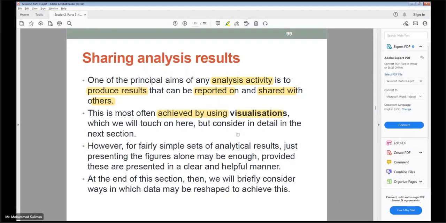So visualization can be used here in reporting the results of analysis. This visualization we can present in the form of figures, or it can be presented in other forms, which are more helpful in understanding what the data is saying.